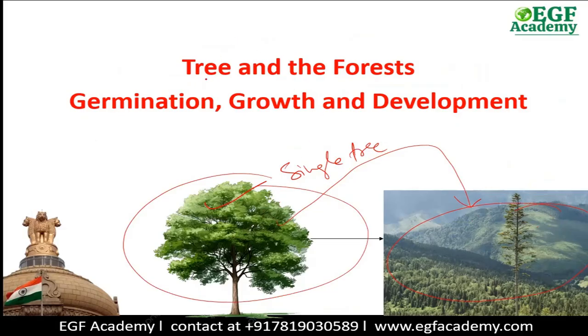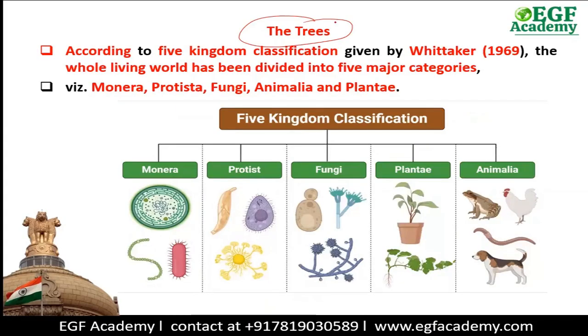So we will study how trees grow, how there is tree germination, growth and their development. We need to understand the basic requirements for the growth of trees. So first let's know how trees are classified. Whittaker in 1969 presented the 5 kingdom classification. According to him, all species can be categorized into 5 major categories. Which are these categories? First one is Monera, Protista, fungi, plantae, and animalia.